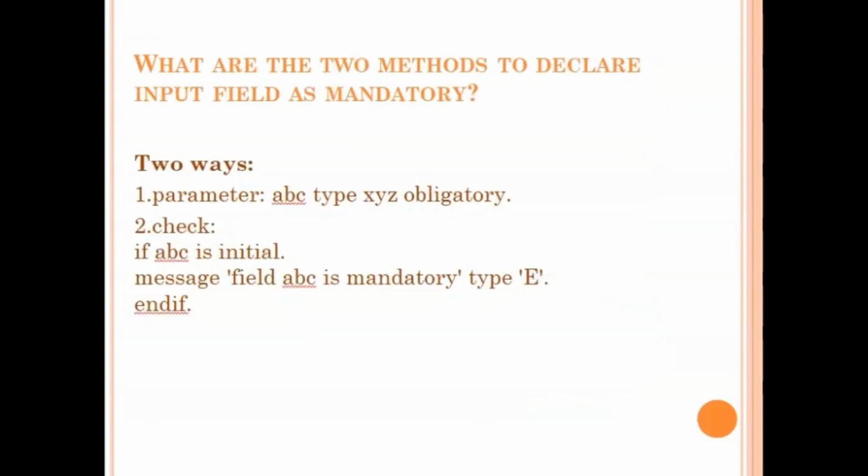What are the two methods to declare an input field as mandatory? Answer. Two ways. PARAMETERS ABC TYPE XYZ OBLIGATORY. Or, check if ABC is initial, then MESSAGE 'Field ABC is mandatory' TYPE 'E', and endif.